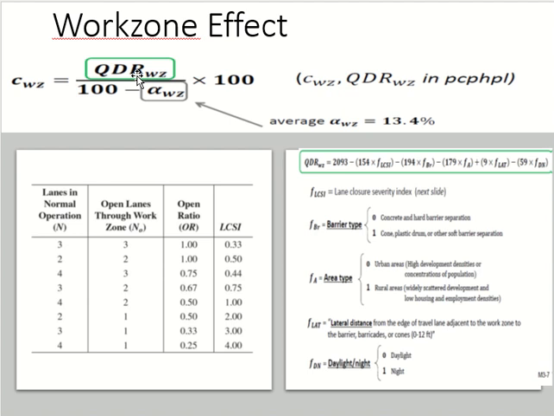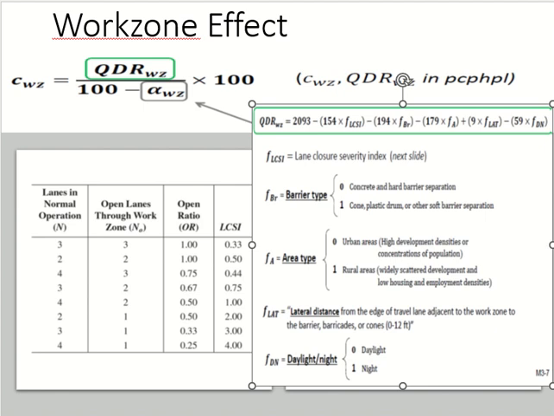Q discharge rate. This equation has a number of factors. The first factor is FLCSI, the factor for lane closure severity index. From where do we get it? We have a table for that. We have an equation as well, but it gives the same value as the table. There is no difference and nothing is missing in the table, so I just put the table here.